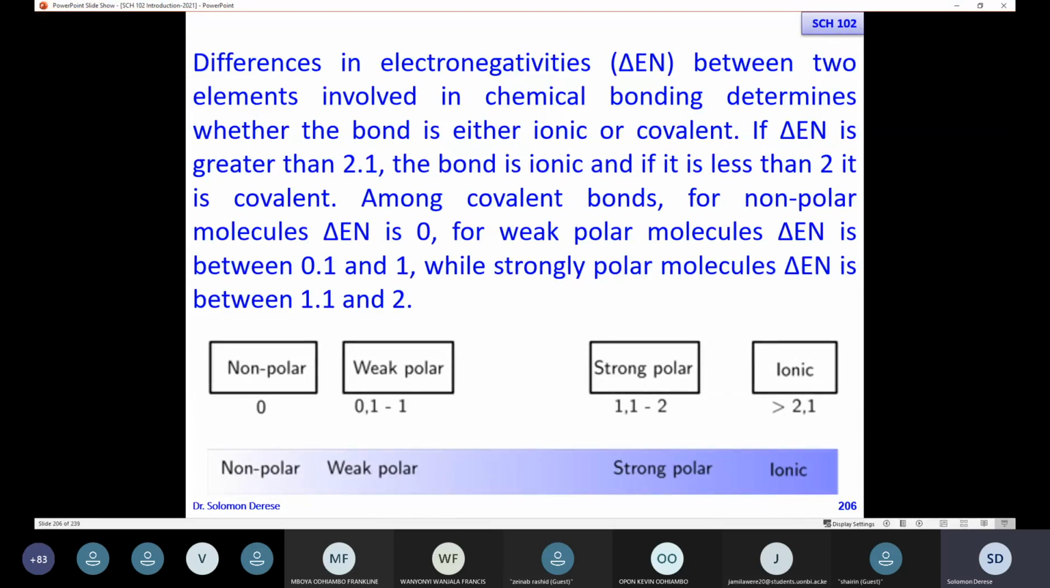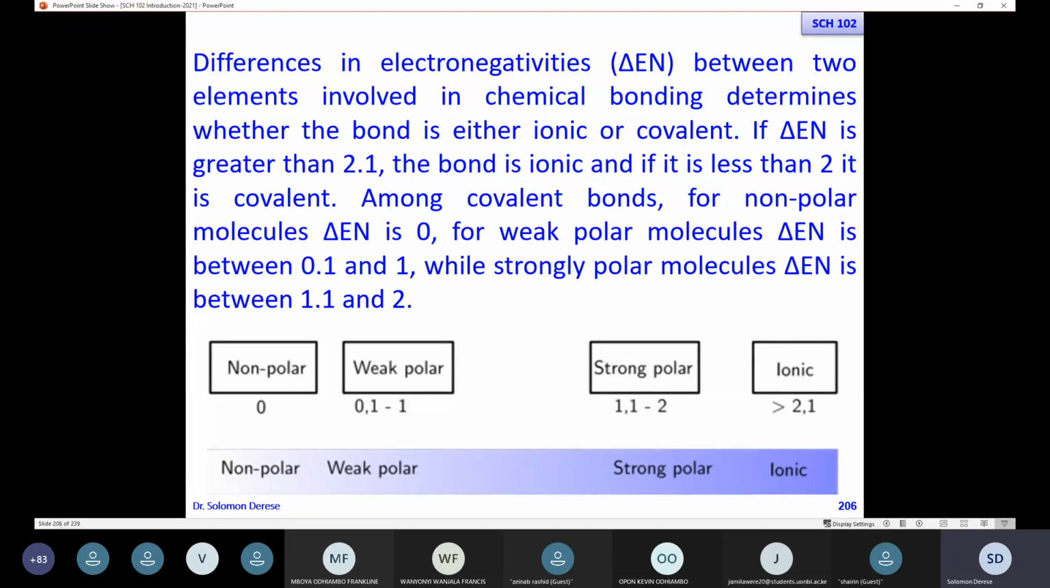However, if you look at HCl, the covalent bond between hydrogen and chlorine, chlorine has an electronegativity of 3.0. Hydrogen has an electronegativity of 2.1. 3.0 minus 2.1 is 0.9. So as a result, HCl is weakly polar, while HF is strongly polar.